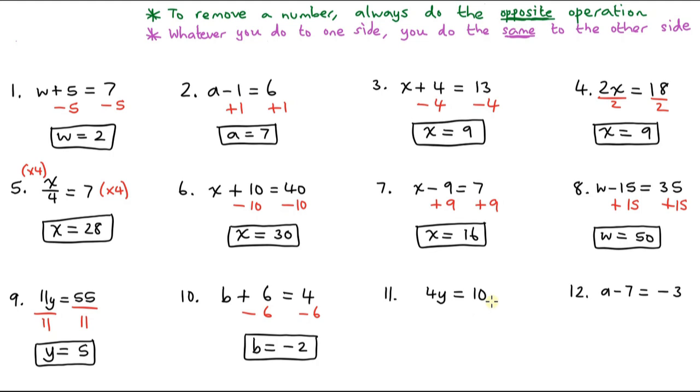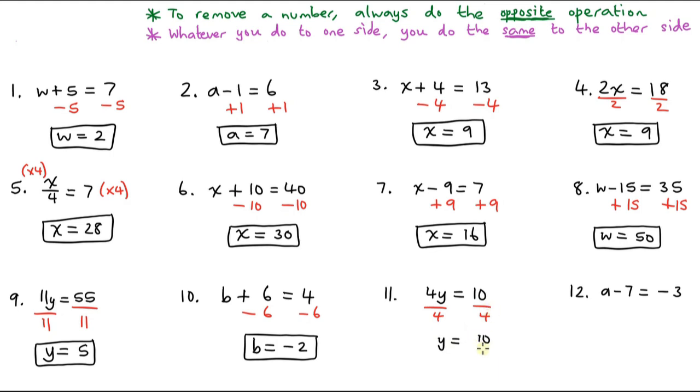Okay, question 11. We've got 4y equals 10. So at the moment we're multiplying by 4. So let's divide the left by 4 and divide the right by 4. So on the left we've got y, and on the right we've got 10 over 4.